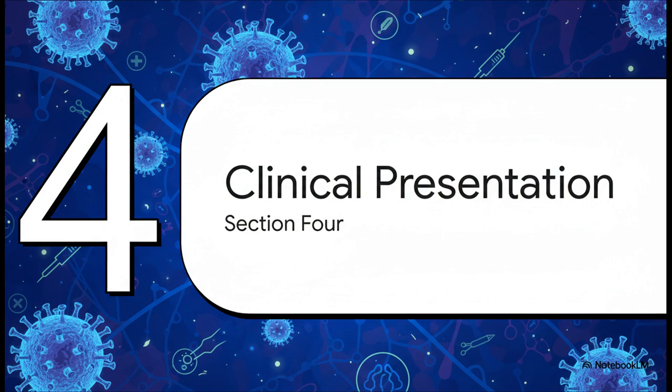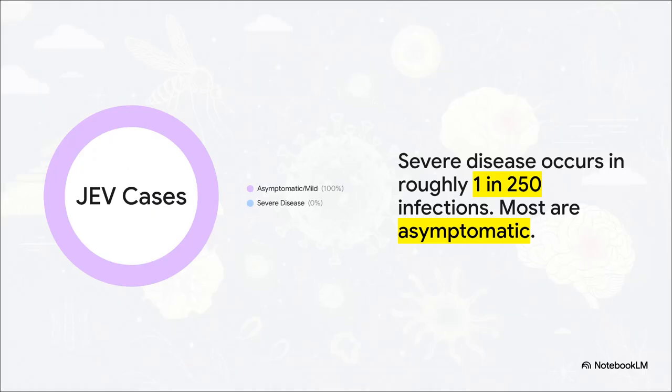Okay, we know how it spreads. Now let's get into what it looks like in a patient. Section 4, Clinical Presentation. This is probably one of the most important things to understand about JEV infection. It's like a clinical iceberg. The vast majority of infections, we're talking over 99%, are either totally asymptomatic or they just cause a mild generic fever. The severe disease, the actual encephalitis that gives it its name, that's just the tip of the iceberg.